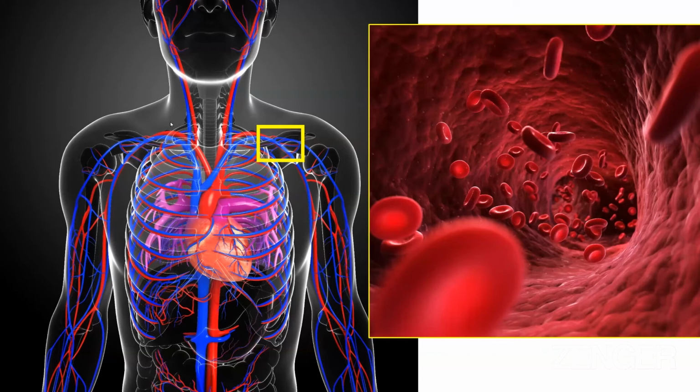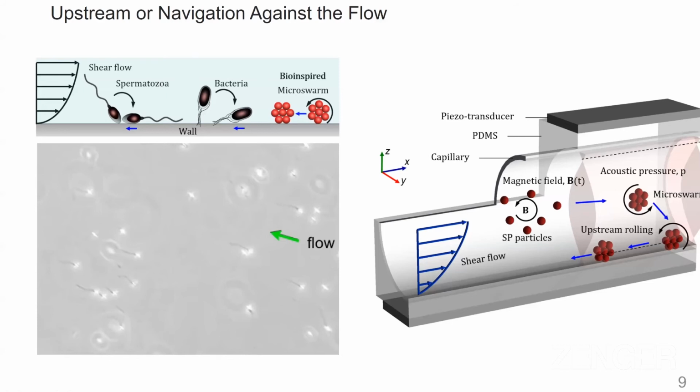We got inspired by nature's microswimmers, for example the sperm cells and the bacteria. What they do is they can actually move against the flow. And the way they do it, they move towards the wall. This is the wall, and at the wall you have zero velocity. So they very cleverly feel that the flow is zero at the wall, and then they can turn against the flow and move against it.